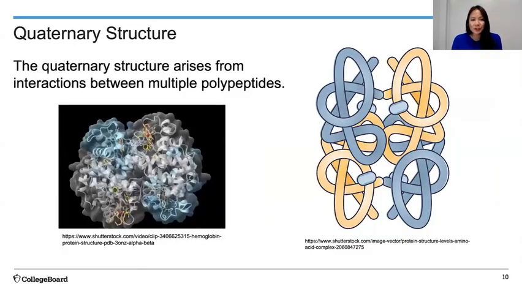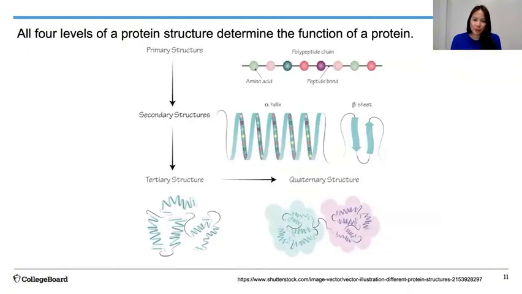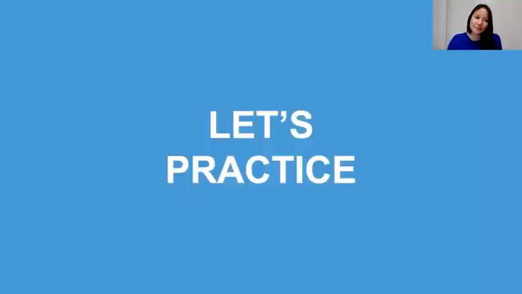So the quaternary structure arises from interactions between multiple polypeptides. So this is more than one polypeptide chain folded in its tertiary structure to now come together to form that quaternary shape. All four levels of protein structure determine the function of a protein because, again, those amino acid R group interactions are going to determine how it folds.